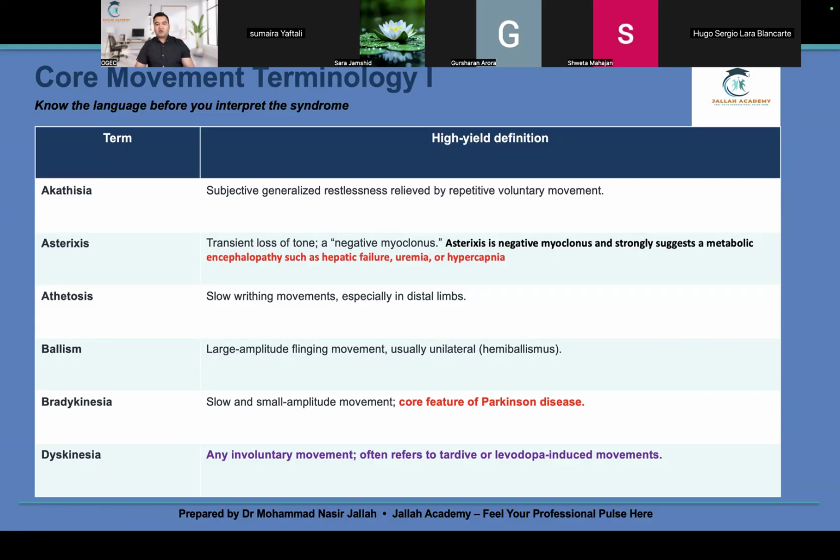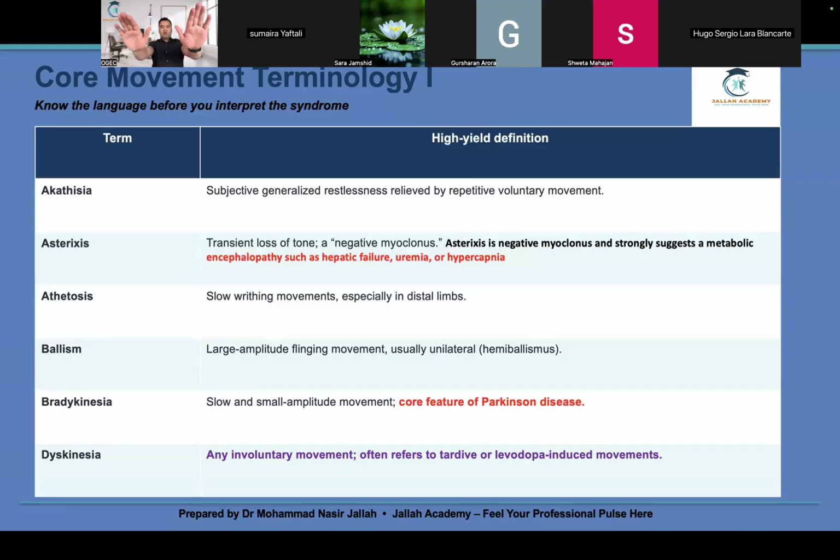Asterixis is also called flapping tremor, transient loss of tone, and negative myoclonus. Asterixis, negative myoclonus, strongly suggests a metabolic encephalopathy: hepatic failure, uremia, and hypercapnia. So you ask the patient to close his eyes and hold his hands out, holding them like this. And then the patient will start doing this movement, which is a myoclonus movement, right?